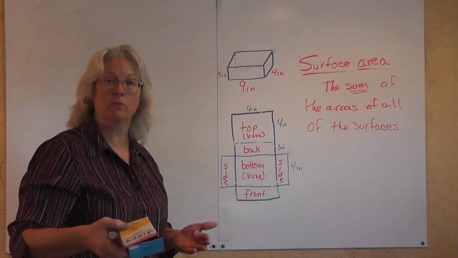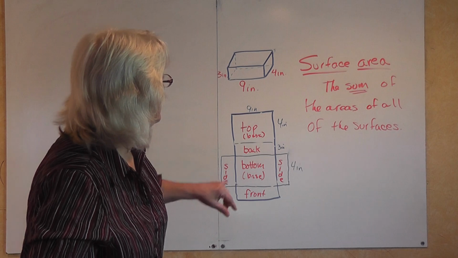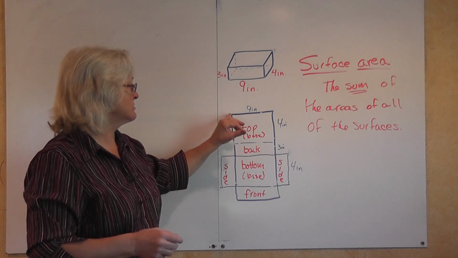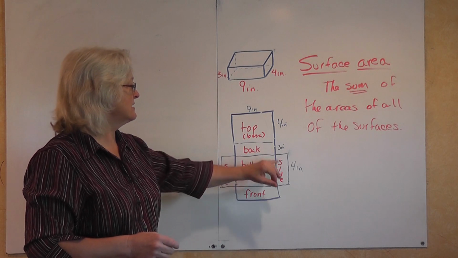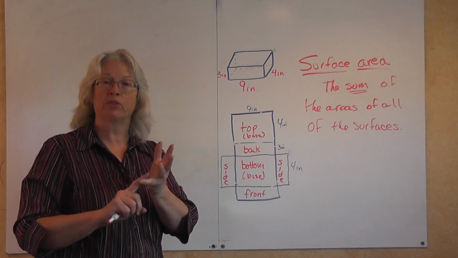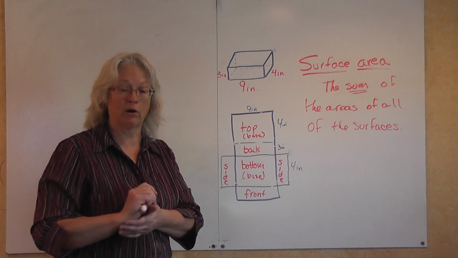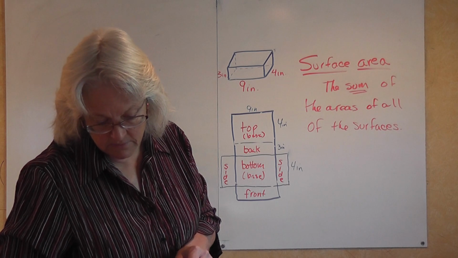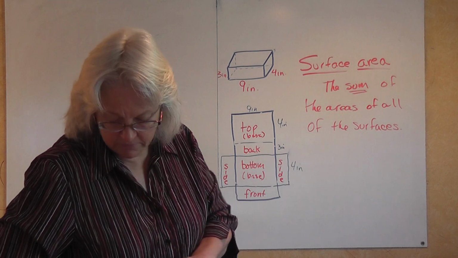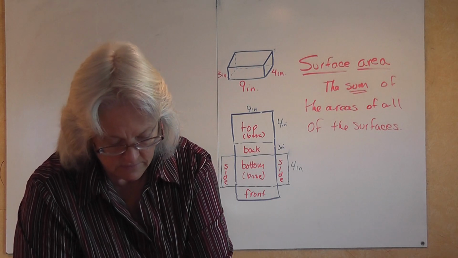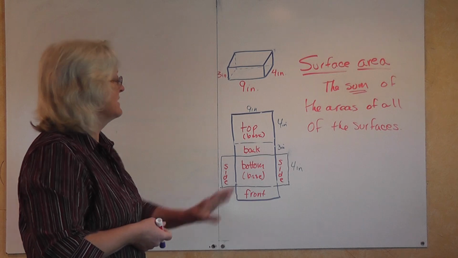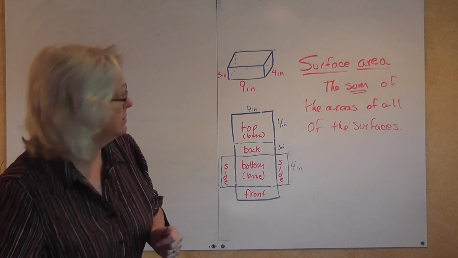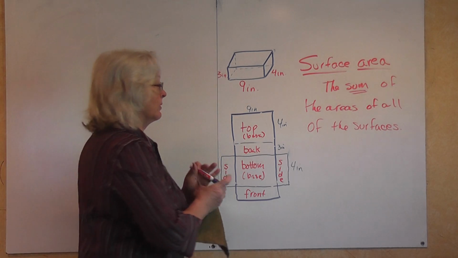Now, how did we say that we find the surface area? The surface area is the sum of the areas of all of the surfaces. We have 6 separate areas here, but we have 3 pairs of areas that are the same. So let's go ahead and figure out how we're going to do that. I'm going to go ahead and erase this definition here so that I can keep my work all on this one board.